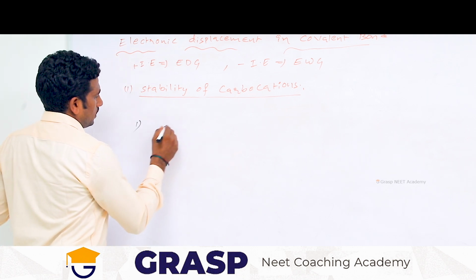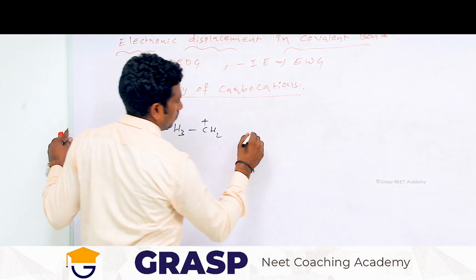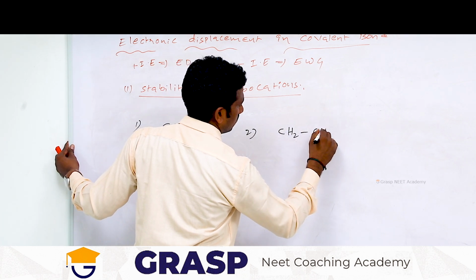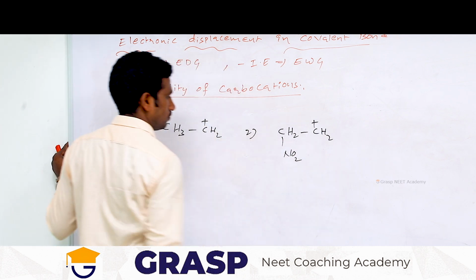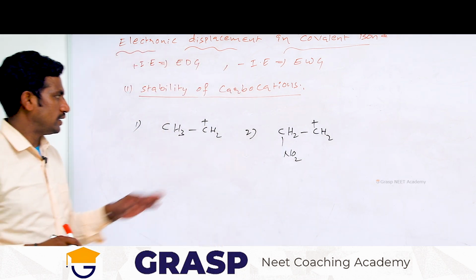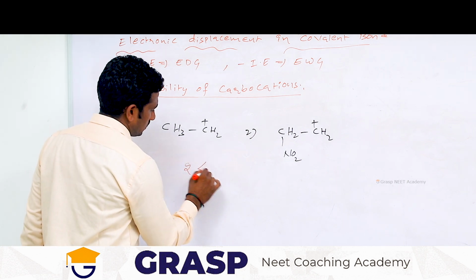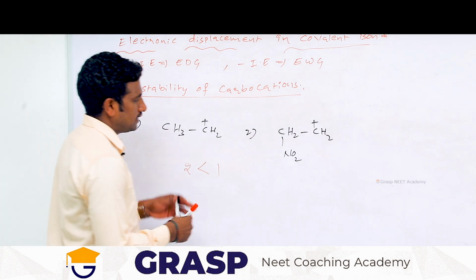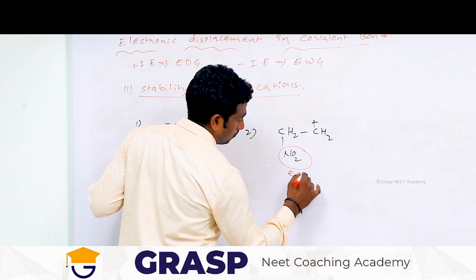The next question here is: CH3CH2+, and one more group I am writing, CH2 here, CH2+ only, and here NO2. Among these, which is more stable? I will write here that 2 is less stable than the first one. The first one is more stable. Why? NO2 is an electron withdrawing group.